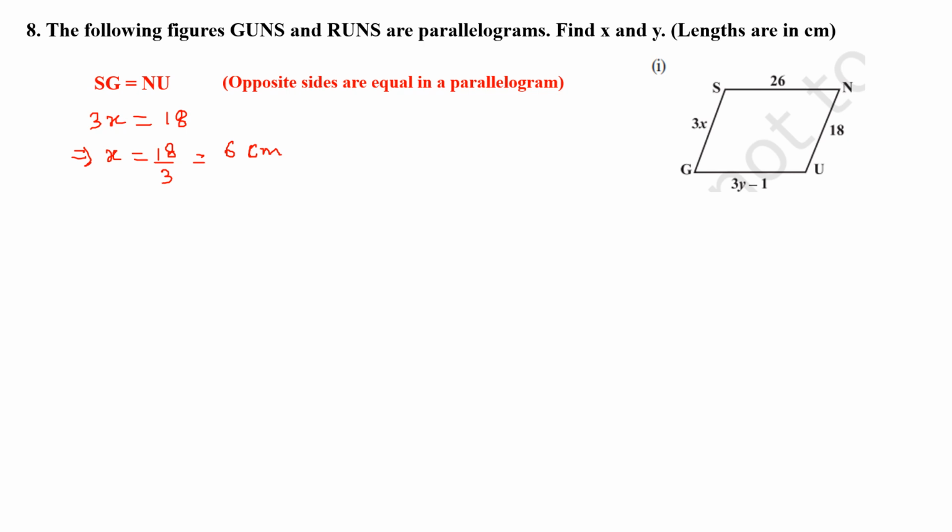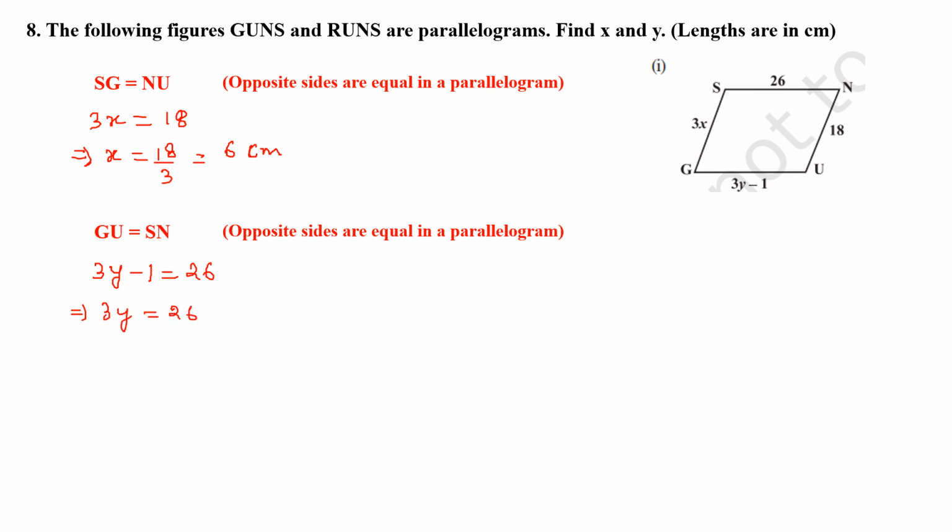Now similarly, I can take the other pair of sides. Now SN will also be equal to GU because they are also opposite sides. So they will also be equal. So from here I can write 3y minus 1 will be equal to 26. And if I solve it, I will get 3y equal to 26 plus 1. So 3y is equal to 27, and the value of y will be 27 by 3, which will give me 9 centimeter.